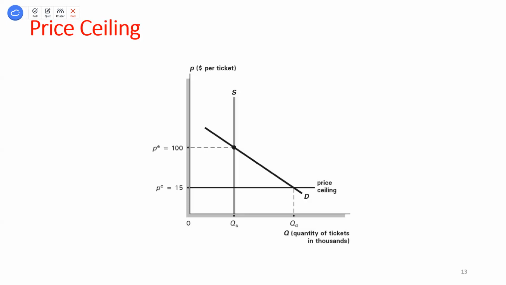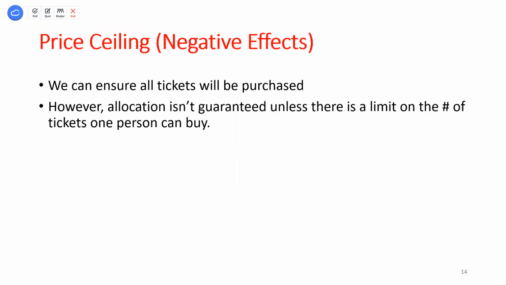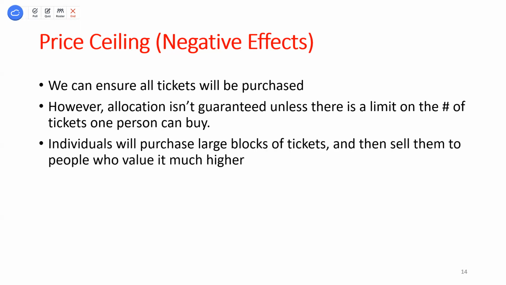Okay? So we impose these price ceilings, and we can't ensure who's getting these tickets. Now, unless I limit this to one ticket per person, it could be that one person buys all the tickets, right? If I buy these blocks of tickets, what can I now do? Let's say I know that the capacity of the stadium is 1,000.